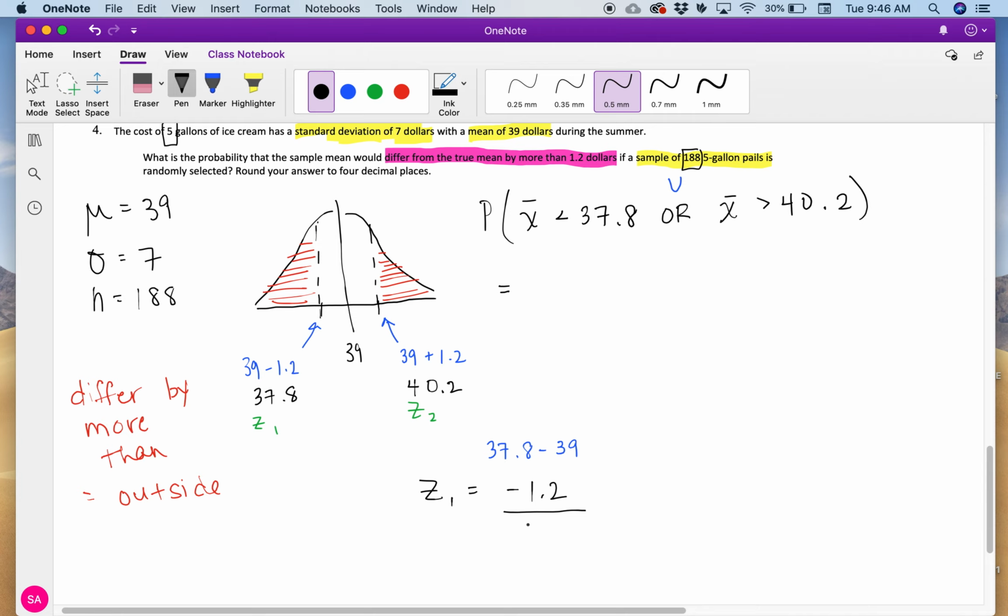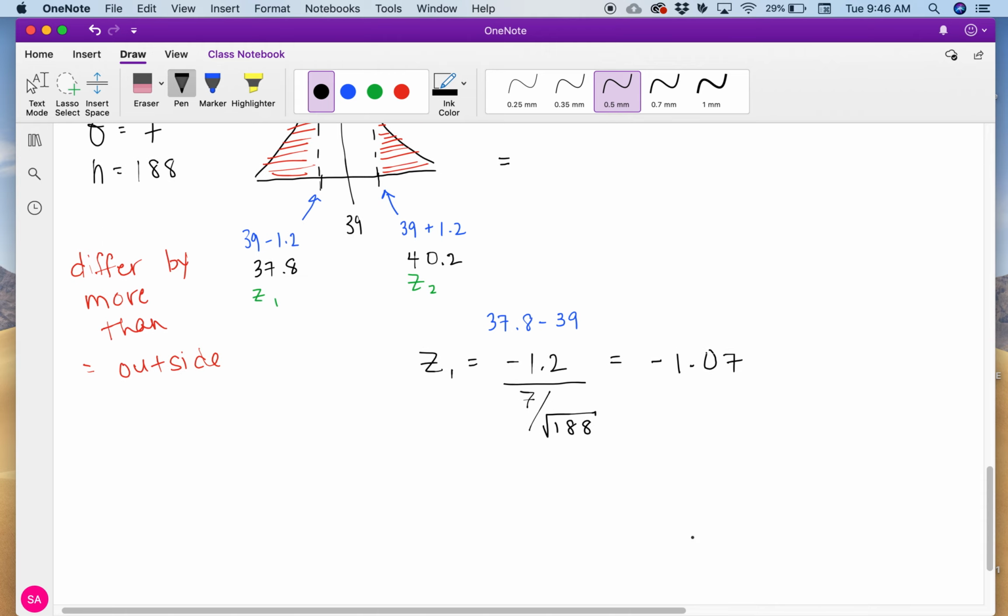So Z1 is equal to negative 1.2. That's the subtraction of those top numbers. And divided that by sigma, which is 7, over the square root of n, which is 188. All right. So I again recommend popping this into Desmos. And if you work all this out, you get negative 1.07.